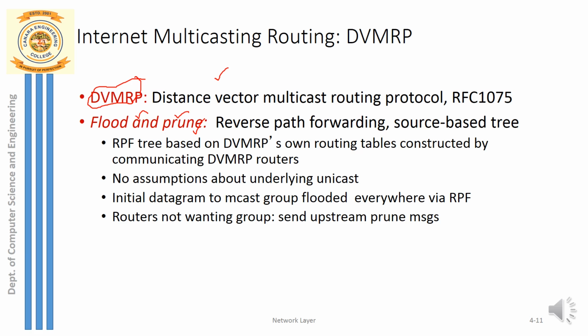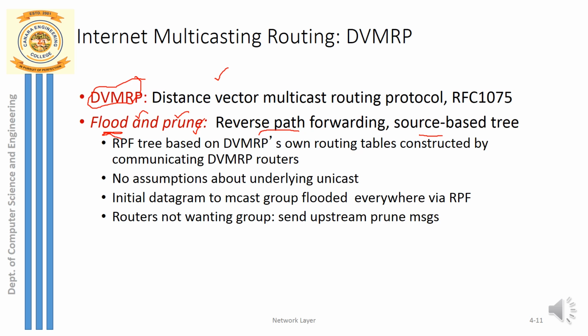And you can see here the reverse path forwarding technique is also followed when the packets are flooded. So what is that? Every node, after receiving the packet, has to calculate the reverse shortest path. It should receive the packet through the shortest path back to the sender. Only after it receives through the shortest path can that router flood the packets to the other routers. And then a source based tree is constructed here in DVMRP.